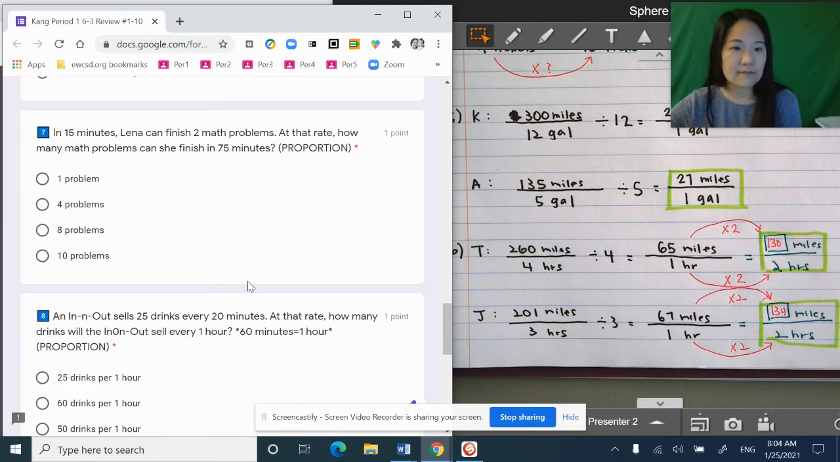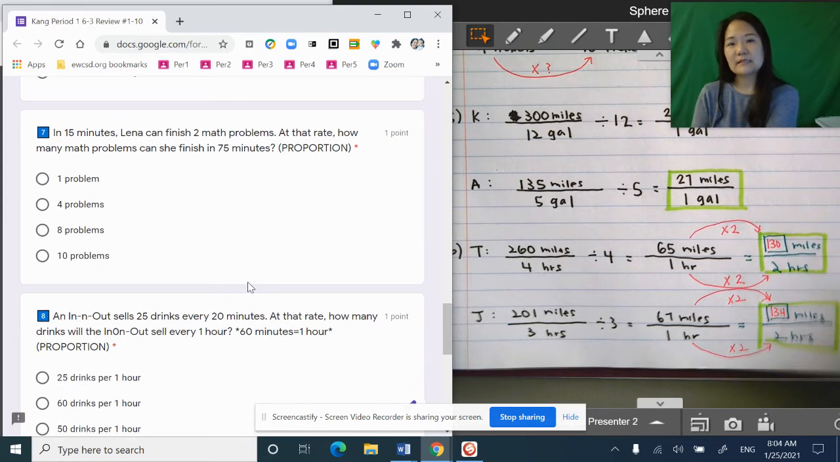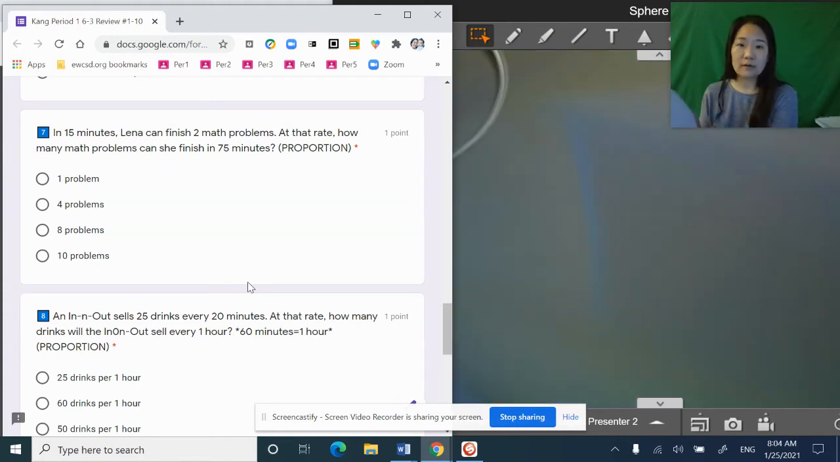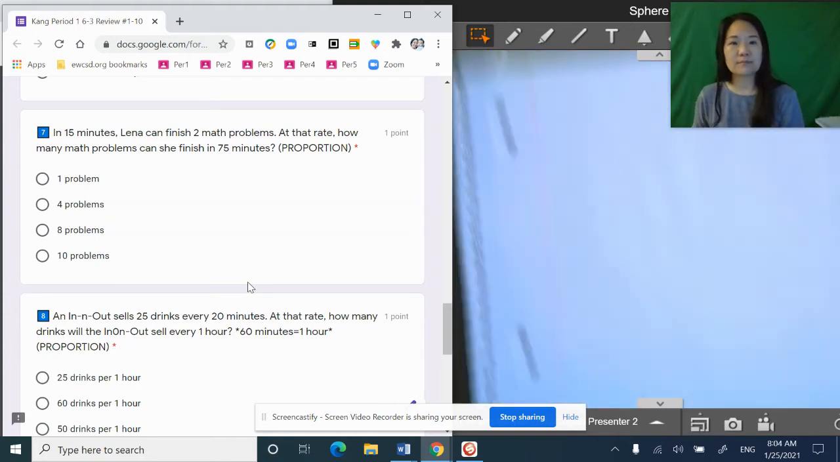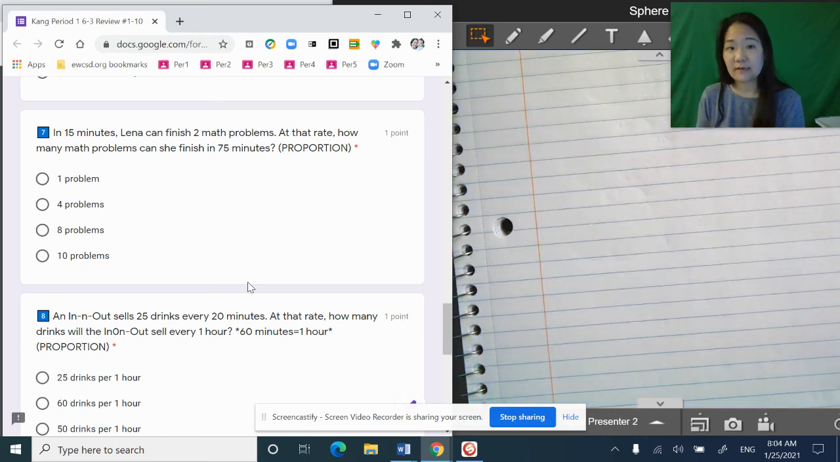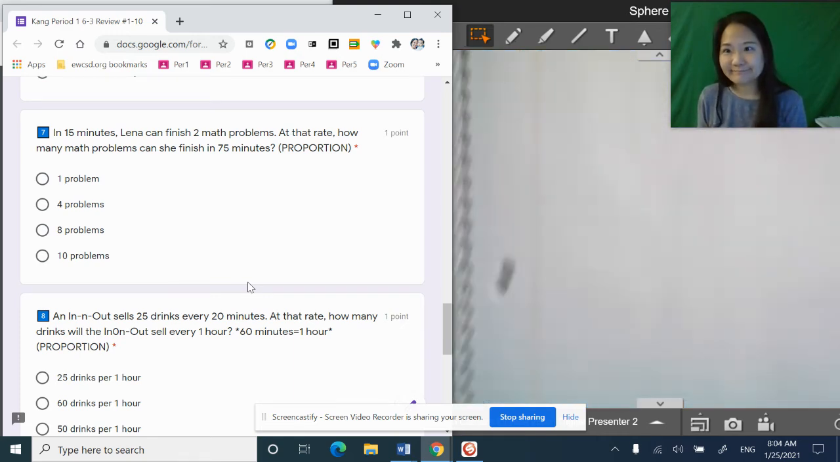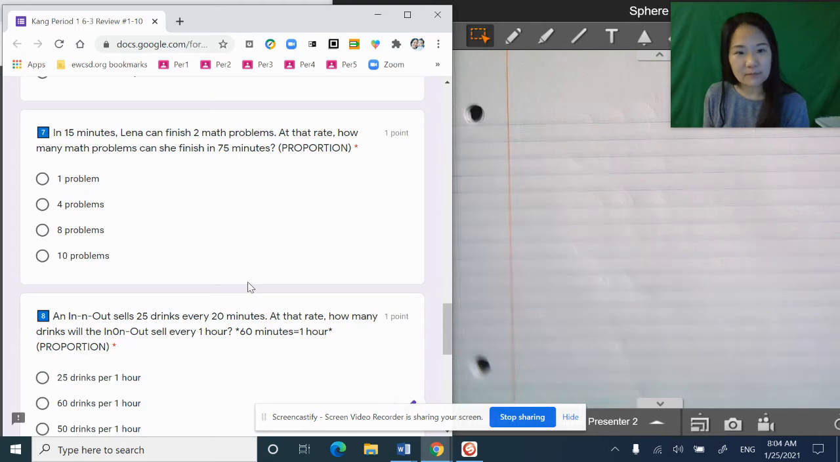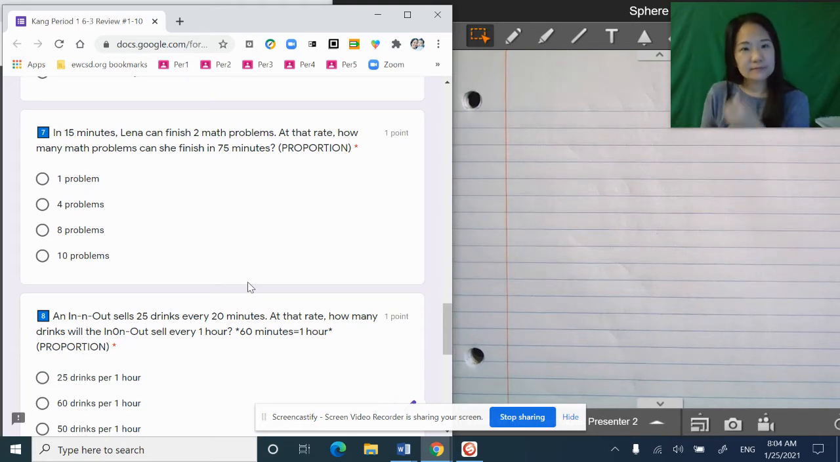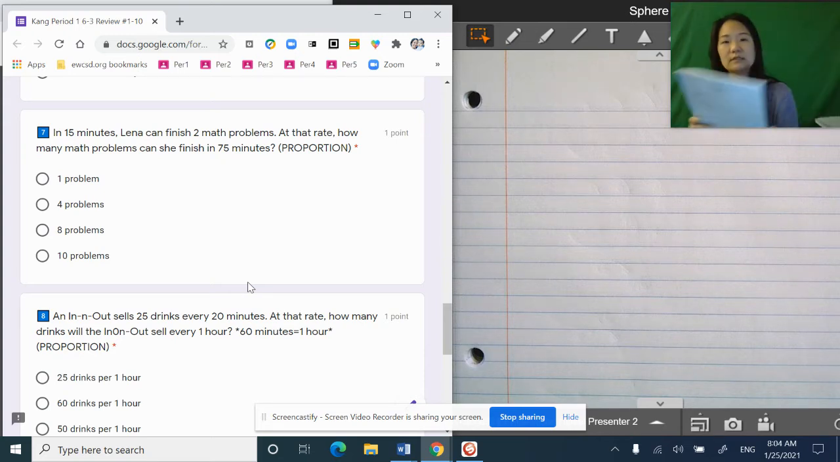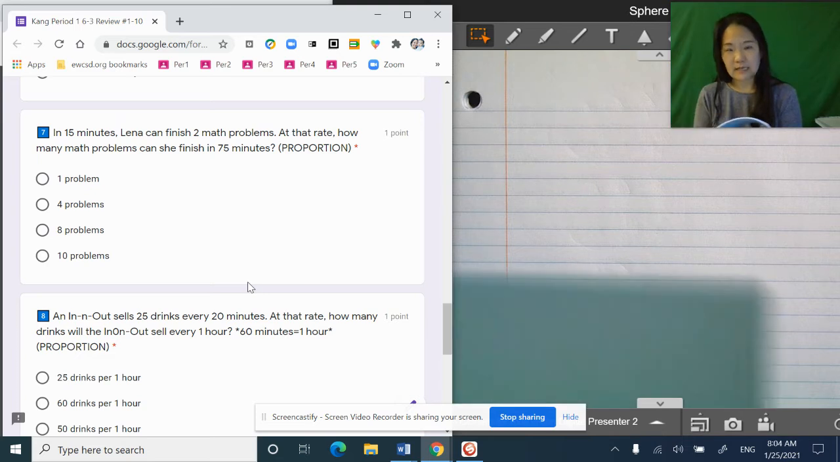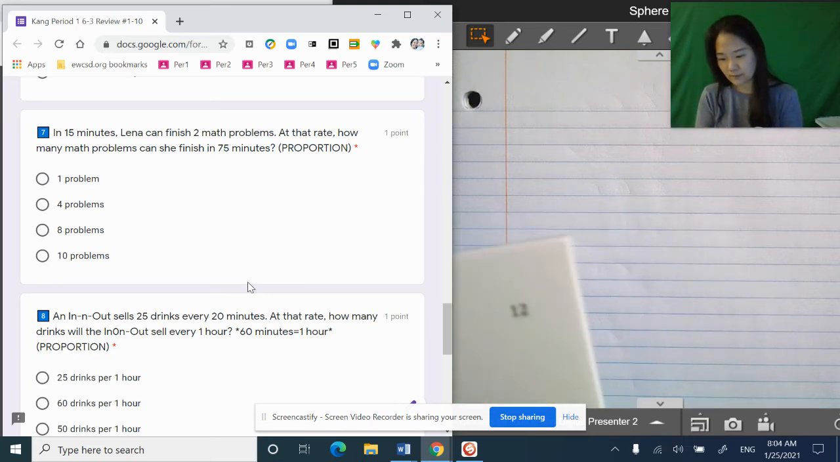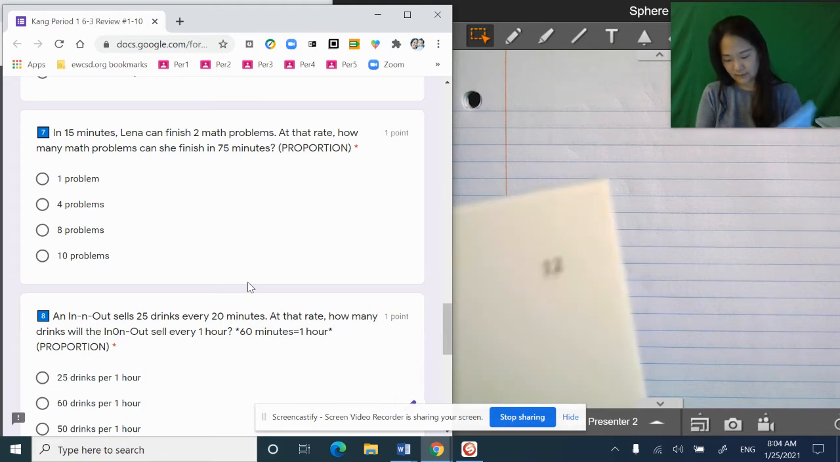Let's look at number 7. In 15 minutes, Lena can finish 2 math problems. At that rate, how many math problems can she finish in 75 minutes? That's the exact same problem we had in our notes. You know what? Just to make sure that you guys actually did take notes, why don't I give you the page number? And you guys can refer to the problem there.